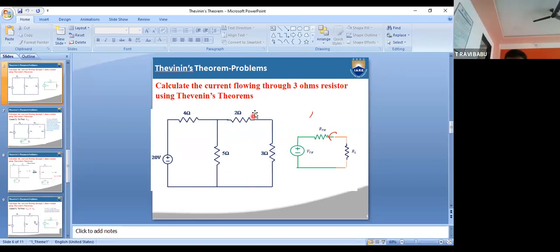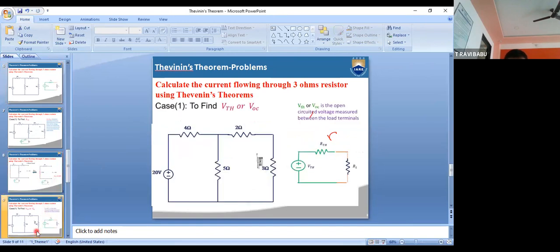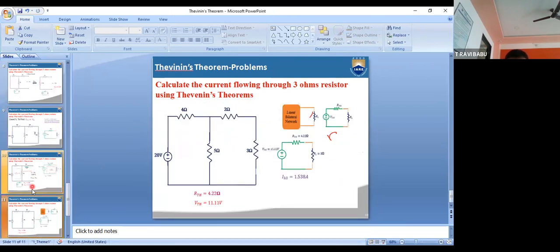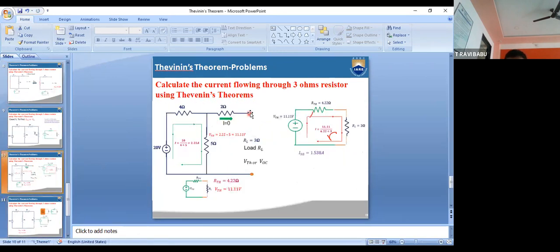We have to calculate the VTH. First, you have to remove this RL. See, I am removing this load resistor. So what happened? It is VOC, the open circuit voltage. Here the current is coming, and after that the current is divided into 2 parts, here and here. What about this one? This is open, so there is no current passing through this one.